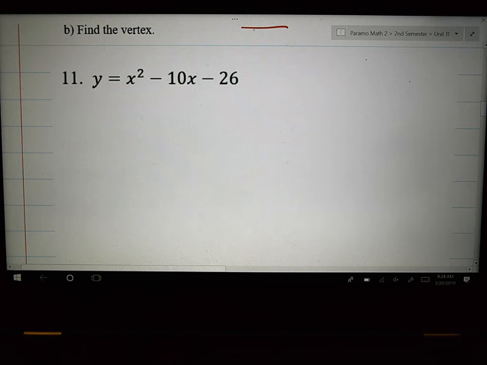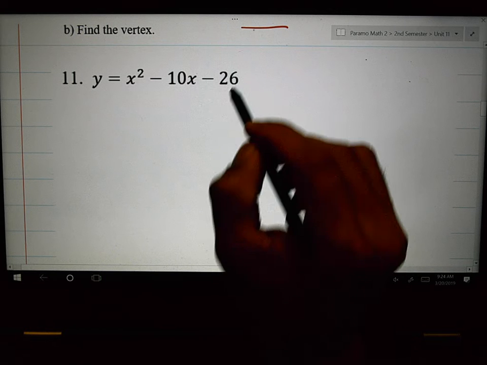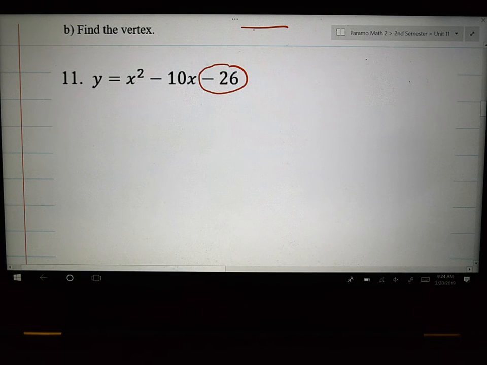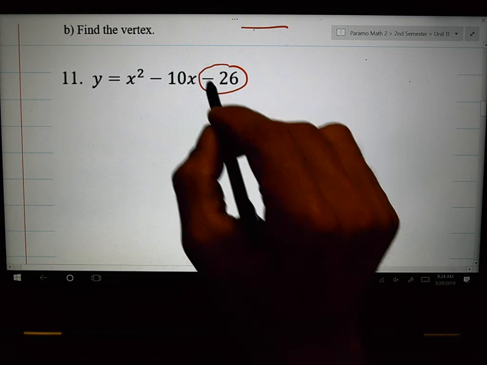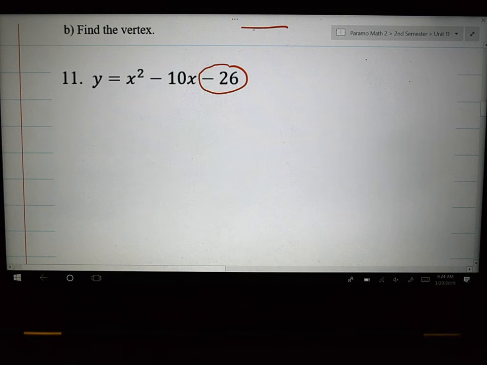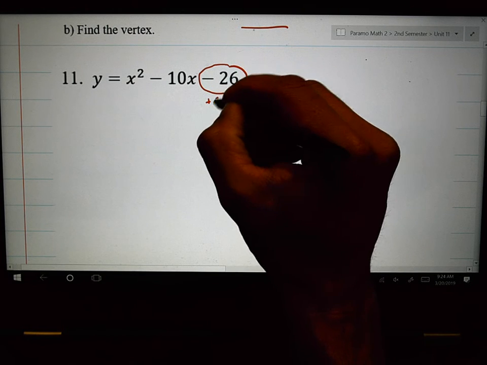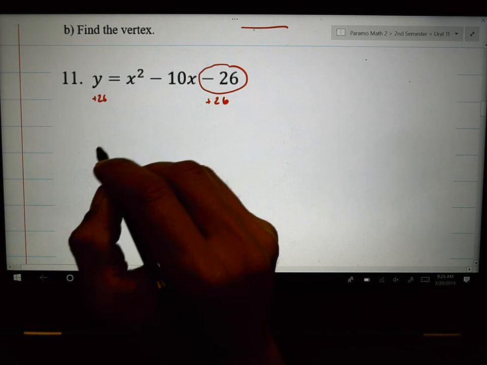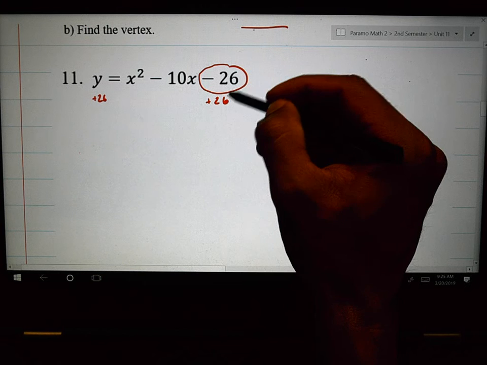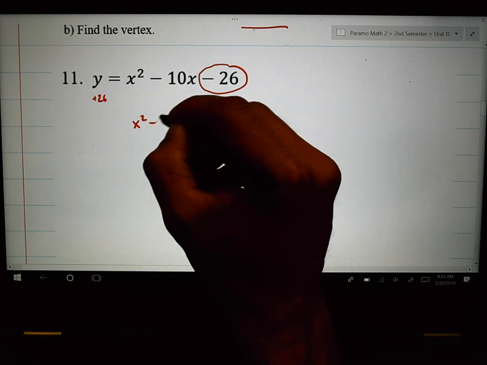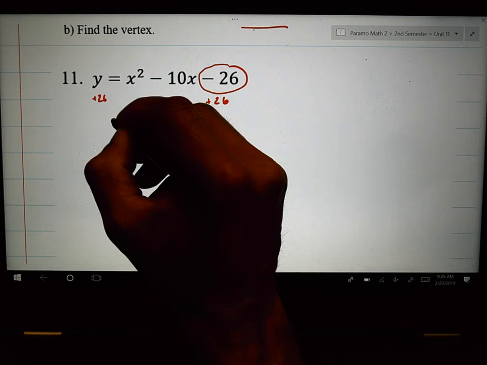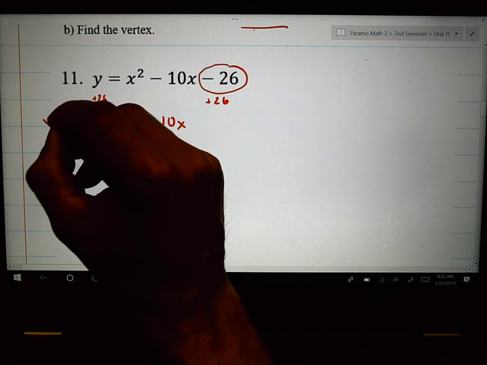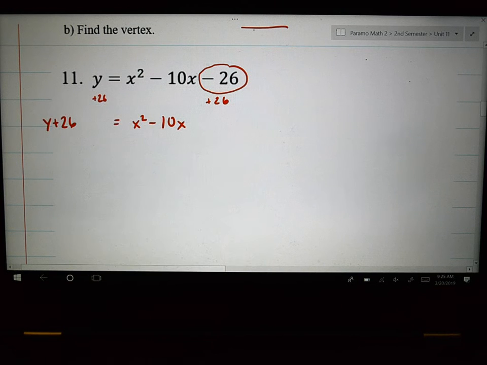Step number 1 says move what? We need to move the negative 26 by doing the opposite. Since we're subtracting 26, what's the opposite of subtracting 26? Whatever you do to one side, you do to the other. 26, take away 26, makes 0. I'm not going to write that. Over here, I'm going to put y plus 26.